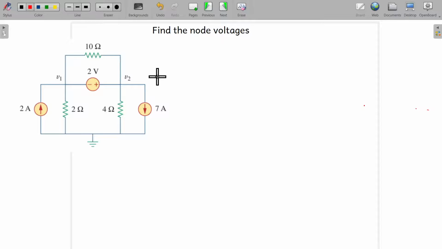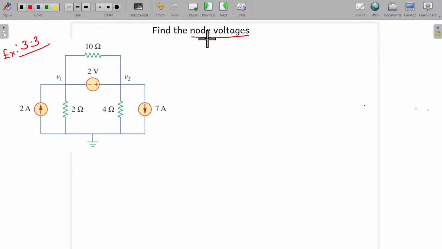Hello everybody. In this video we are going to solve this problem from Fundamentals of Electric Circuits by Alexander and Sadiku, 5th edition. This is example problem 3.3 and we are asked to find the node voltages.